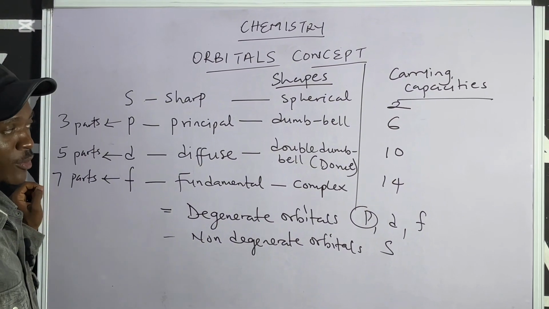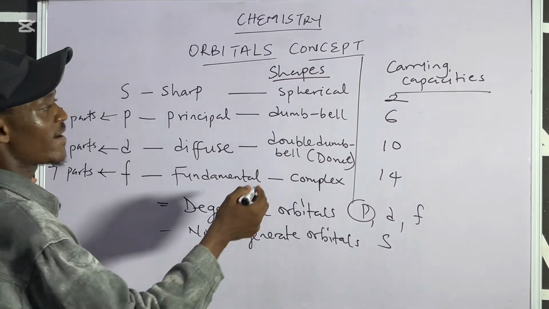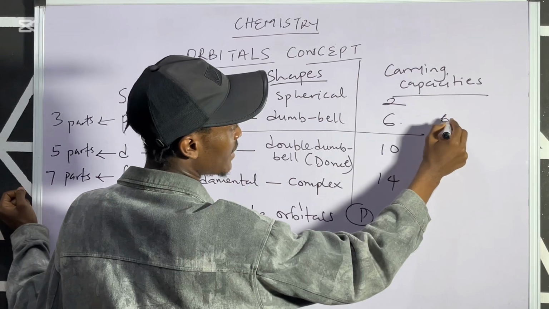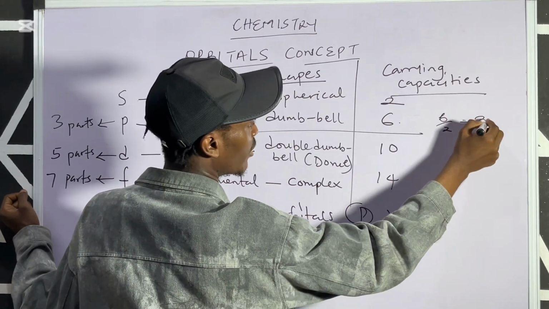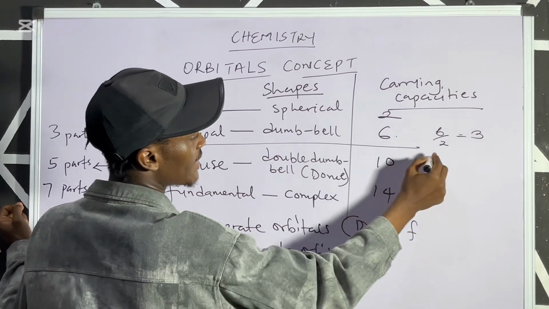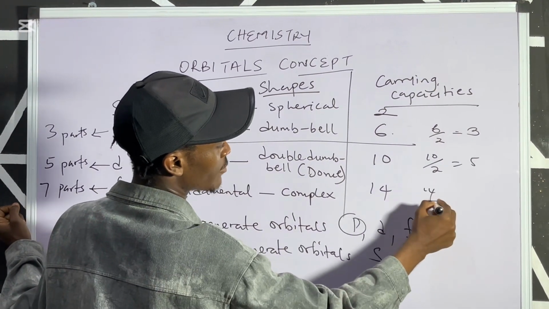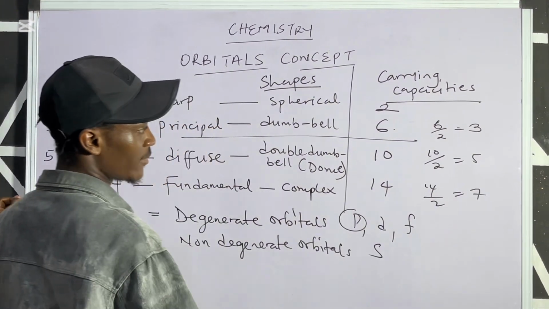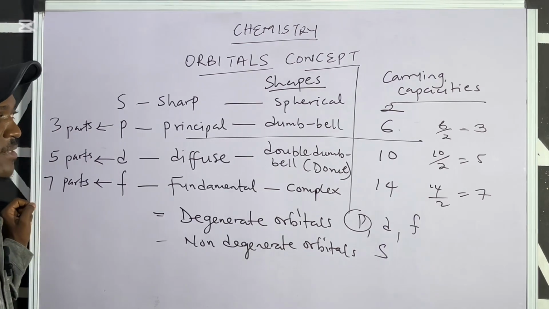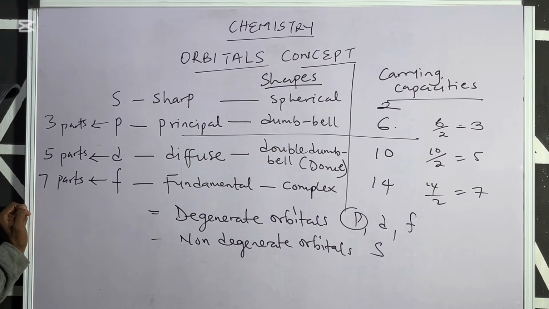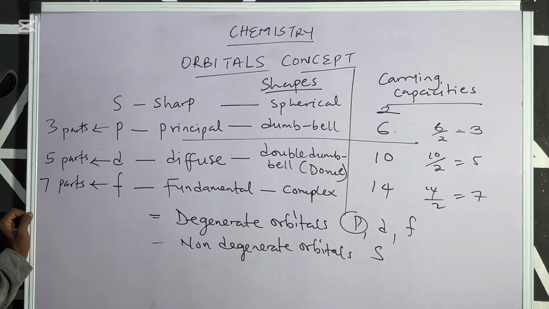I can use a shortcut for it, which is that the carrying capacity of the p orbital is 6. So I can just simply divide 6 by 2 to give me what? 3. Then I divide 10 by 2 to get what? 5. And I divide 14 by 2 to get 7. So I can use this shortcut to obtain the number of parts I am to split my orbitals into. That's the degenerate orbitals.